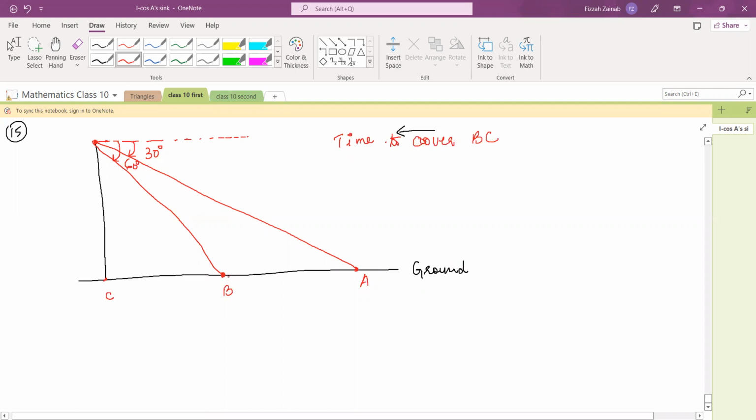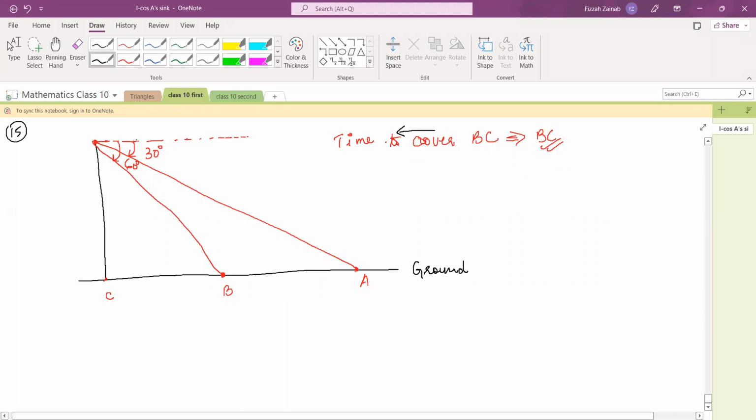From this point, the car is going towards the foot of the tower. So to cover the distance BC, you need to know how much time is required. So for that purpose, you need to find BC first of all. Clear? This implies you have to find BC first of all, then we will calculate about the time. All right. Now come back to the figure.